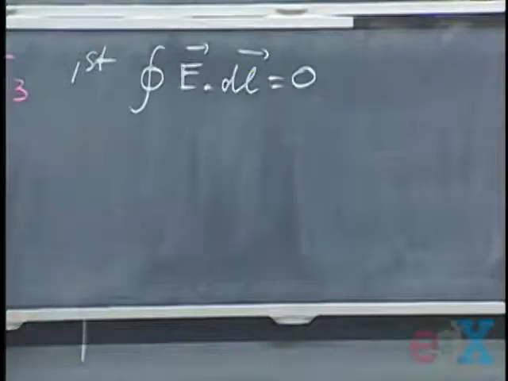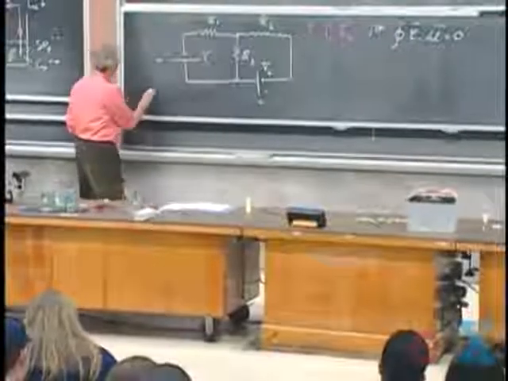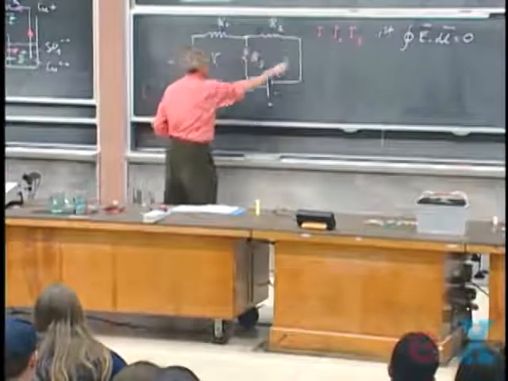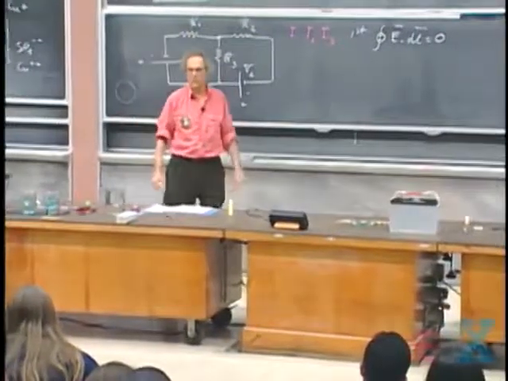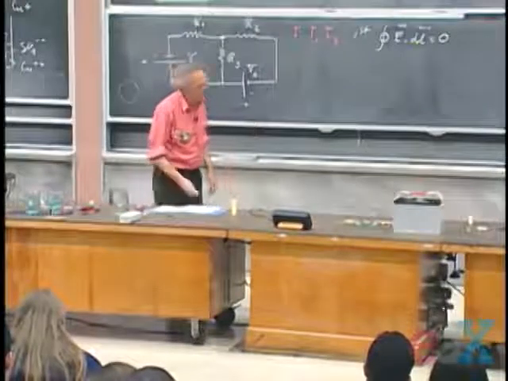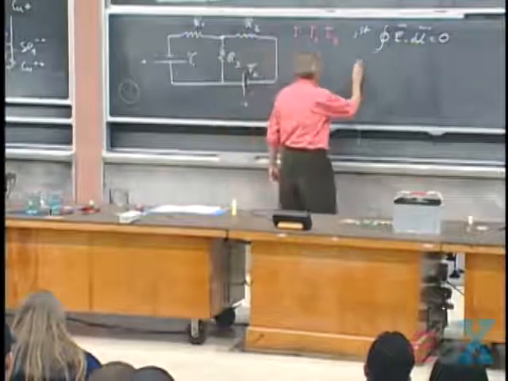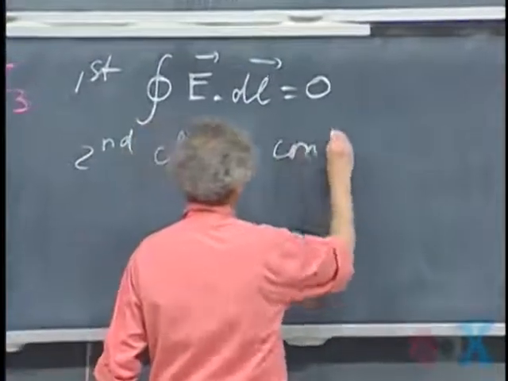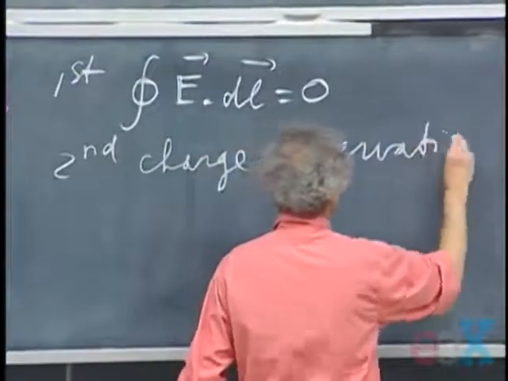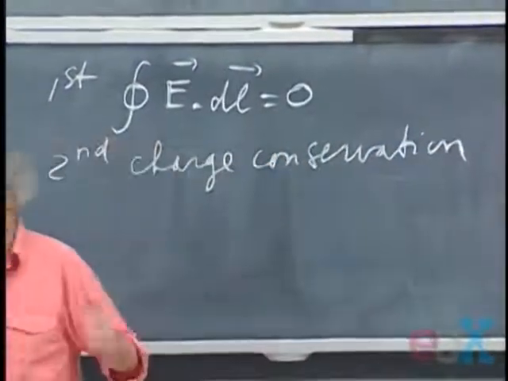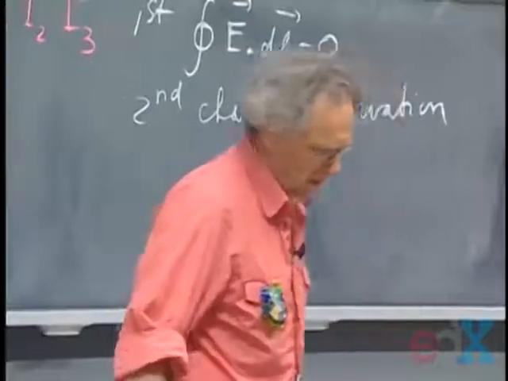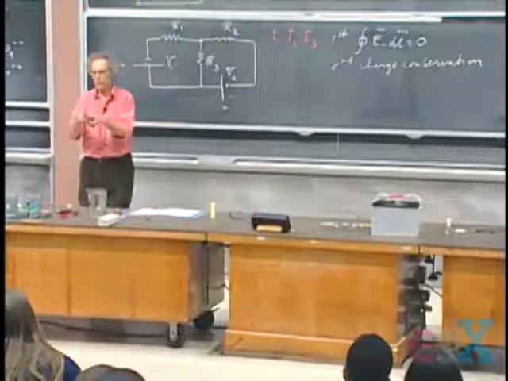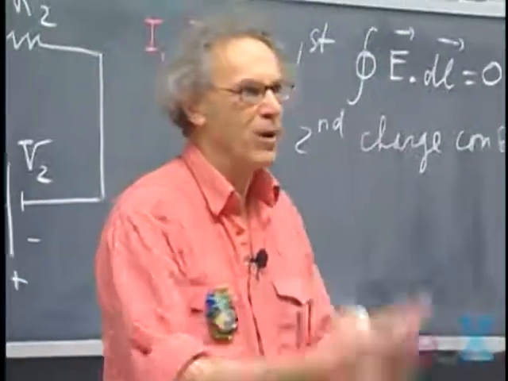And you can do this closed loop anywhere. You can even do it here, still be zero. You can do it here, also zero. You can do it there. No matter where you do it, that closed loop integral must be zero. And then there is a second Kirchhoff's rule, and that is what we call charge conservation. If it is a steady state situation, then independent of which junction you go to, the current that flows in must flow out. You can't have a pileup of charge.